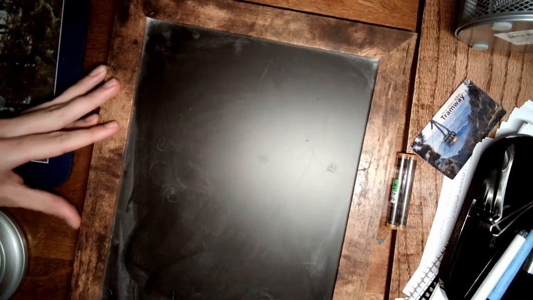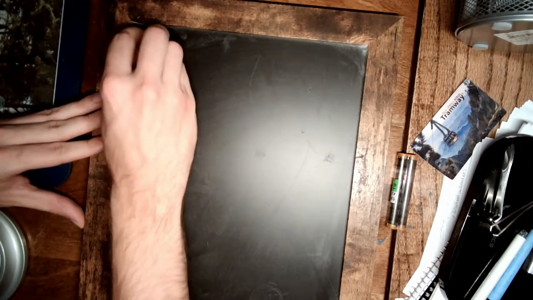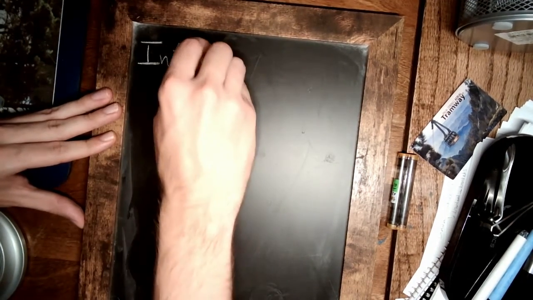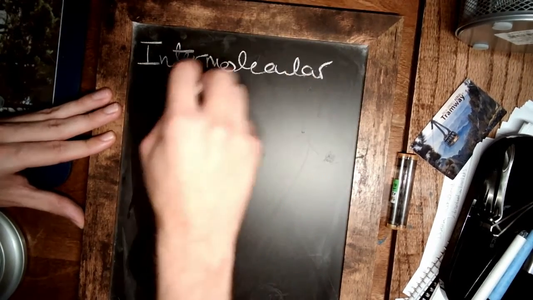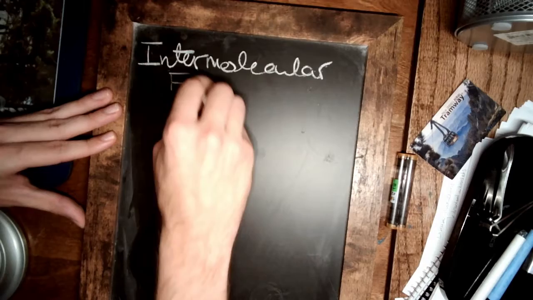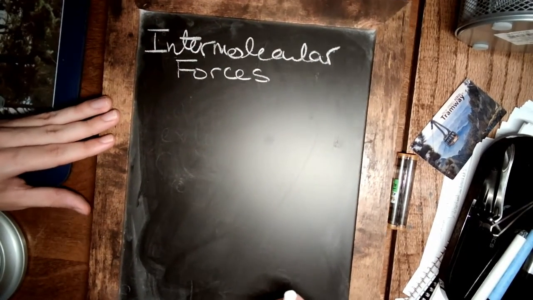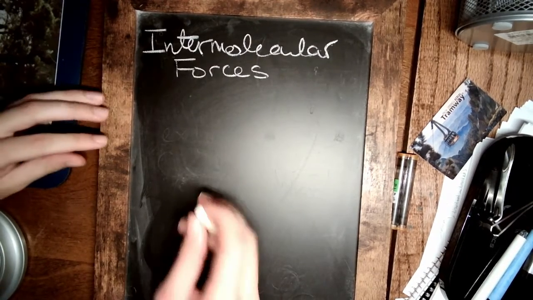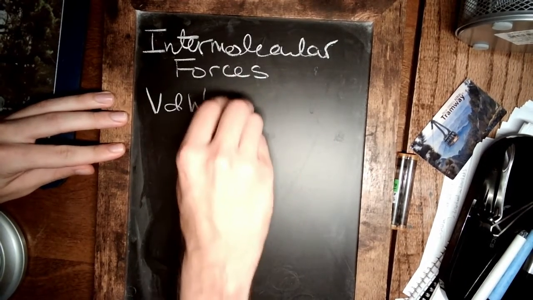Today we're going to be looking at the theory of intermolecular forces. And to start off, we're going to talk about effectively the weakest of these forces, which is the van der Waals force.